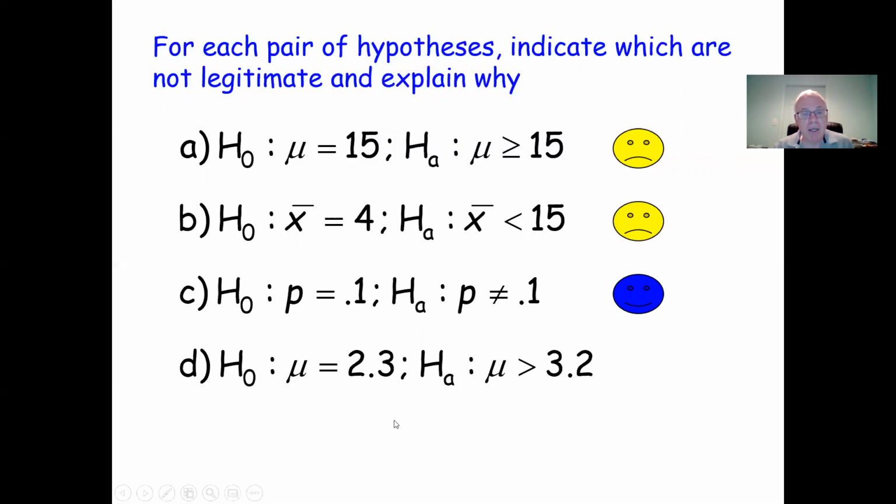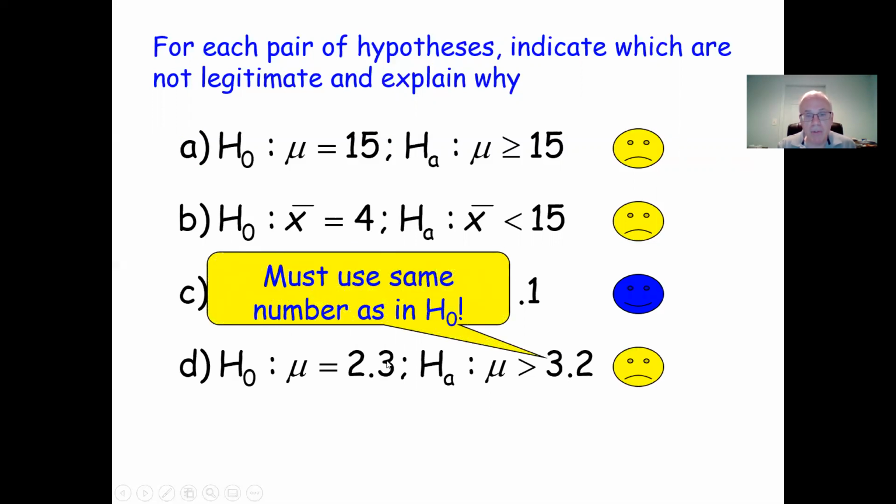Finally, we have this case, the null and alternative hypotheses. Null, mu is equal to 2.3. That's fine. The alternative is mu is greater than 3.2. Well, the greater than is okay, but here's the problem. The 3.2 and the 2.3 do not match. They have to match in a valid hypothesis. Same number in both cases.